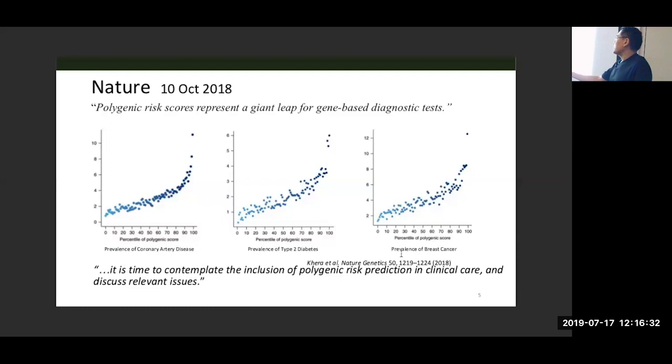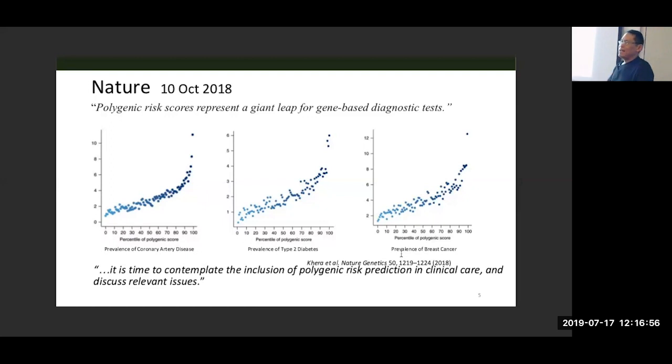This is coronary artery disease. This is type 2 diabetes. This is breast cancer risk. And always on these plots, what is plotted here on the horizontal axis is the percentile of the individual or a class of individuals on the polygenic score. So these would be all the individuals, say, that have 99th percentile polygenic score. These are all the individuals, say, that have 50th percentile polygenic score.